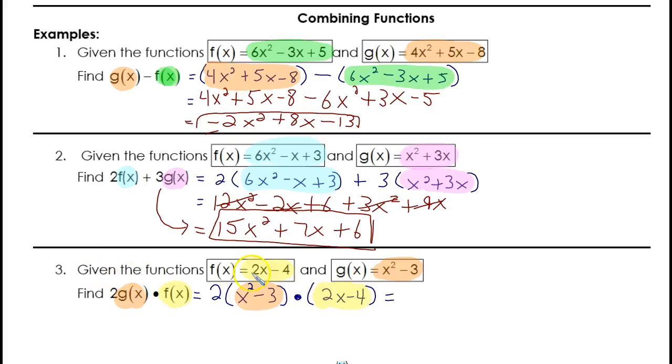Example 3, we have 2 new functions, a new f function and a new g function. And think about it this way.